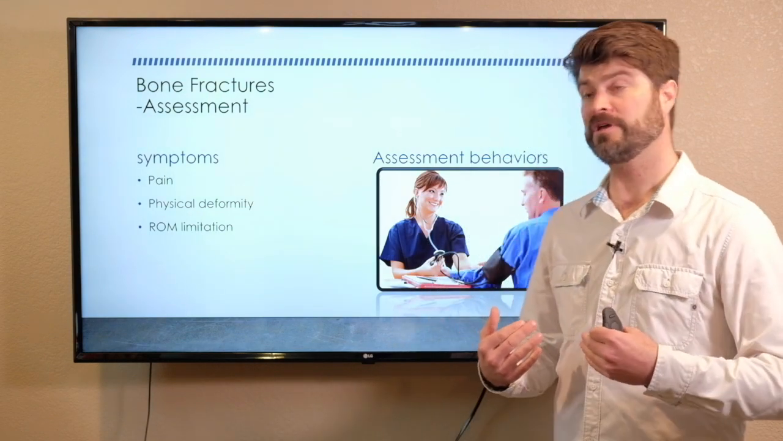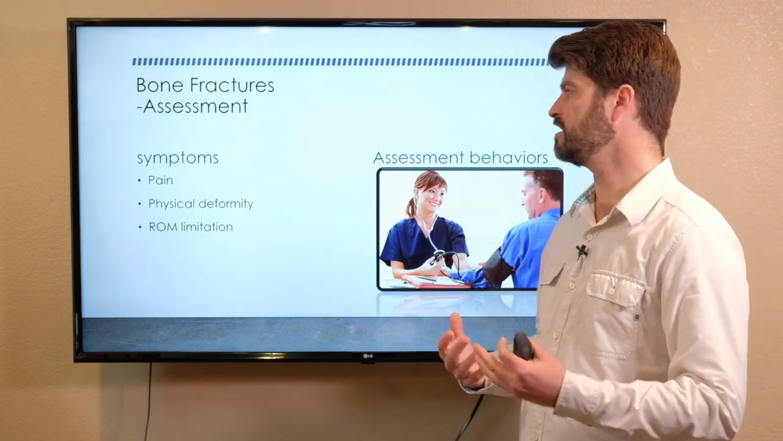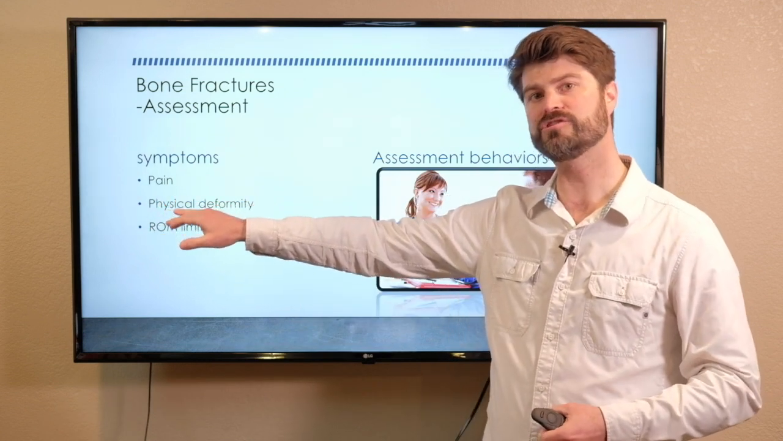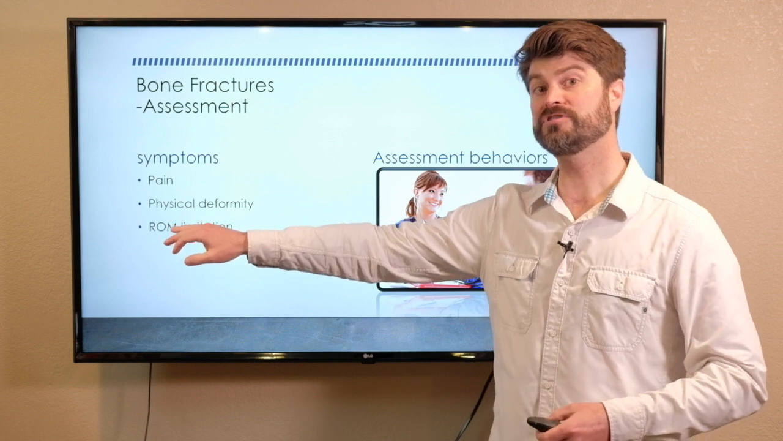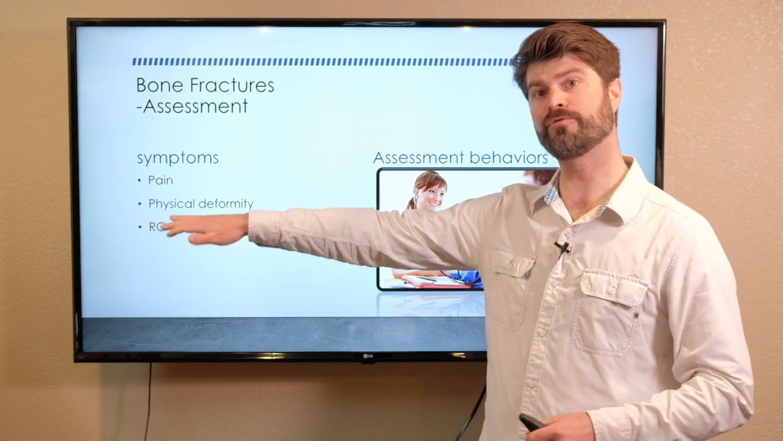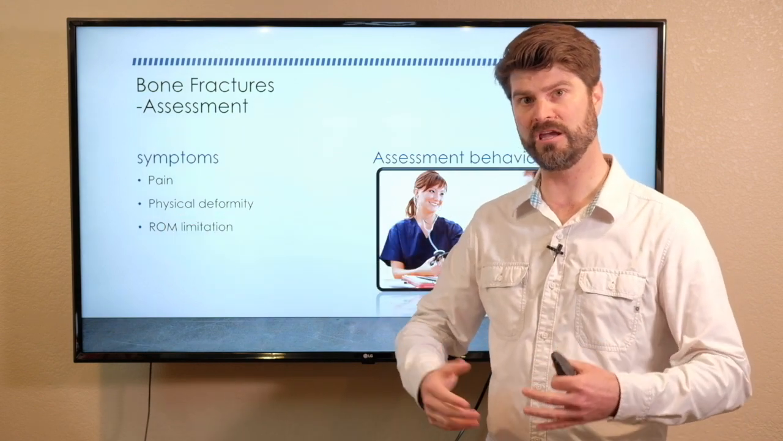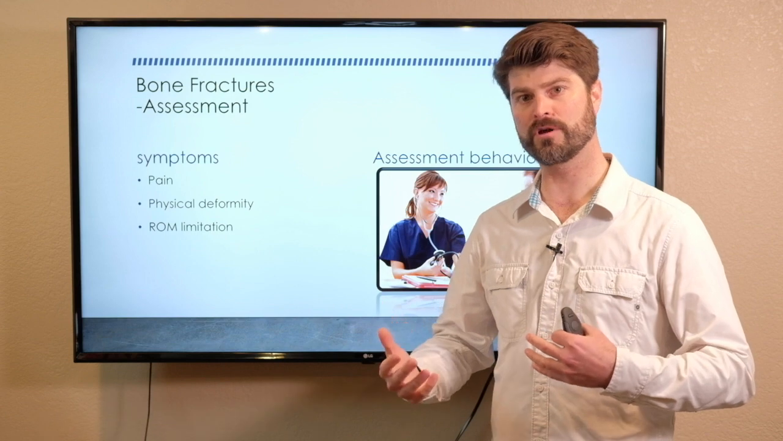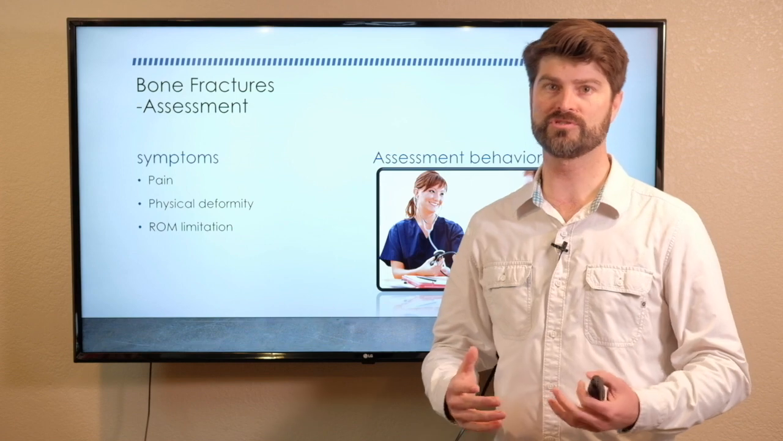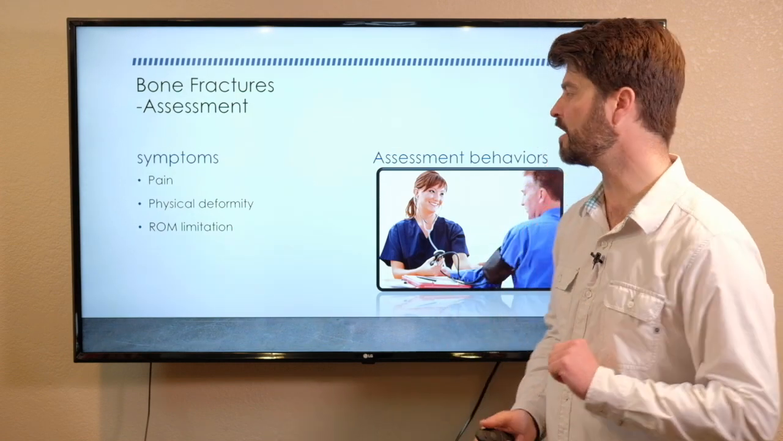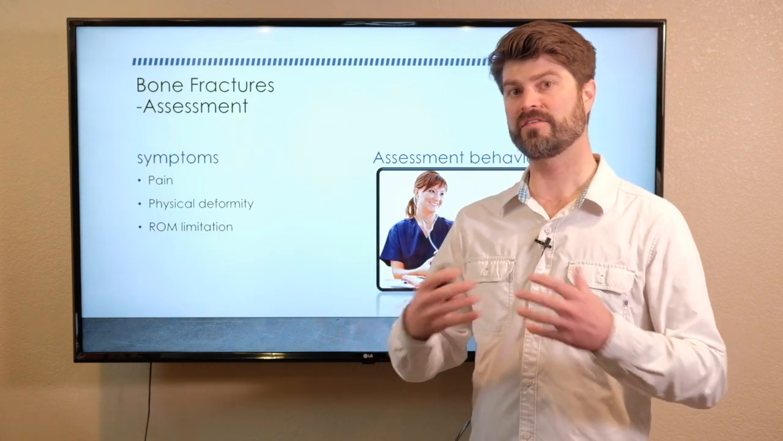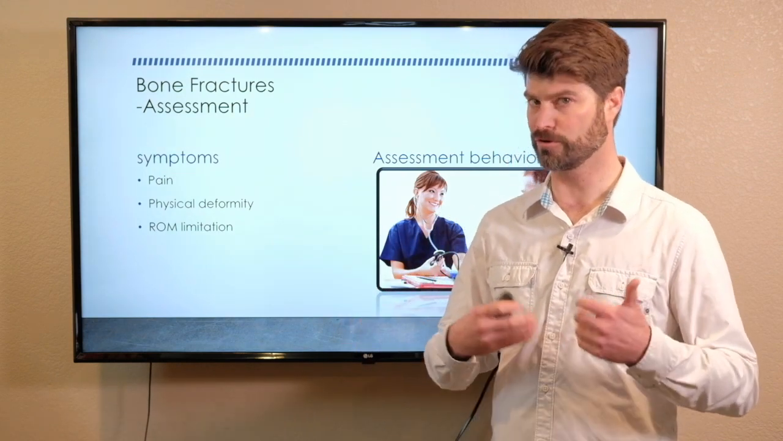So for our assessment behaviors, the things that we're looking for as a nurse when we take care of these types of patients, first is pain. There's often quite a bit of pain that patients experience when they have a bone fracture, particularly if it's an open fracture, so if it's broken through the skin. Physical deformity, so we want to look for that and take note of how deformed the extremity is, and range of motion limitation. With that also comes circulatory limitation, and we'll talk more about that in just a minute. Those are the big things. We want to become experts in that deformity that the patient has and how it's impacting their normal movement.